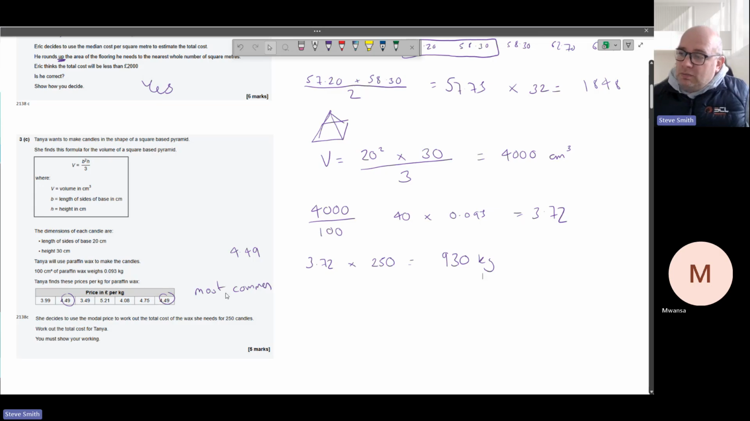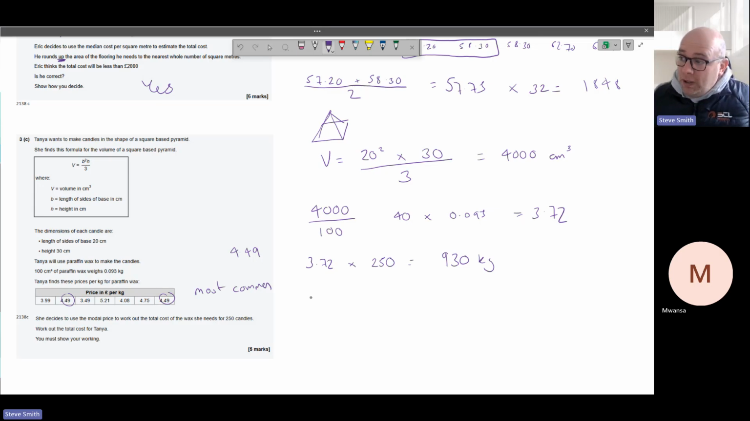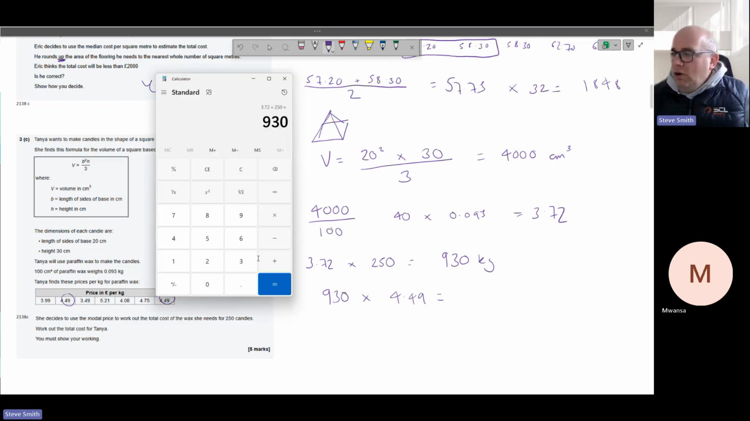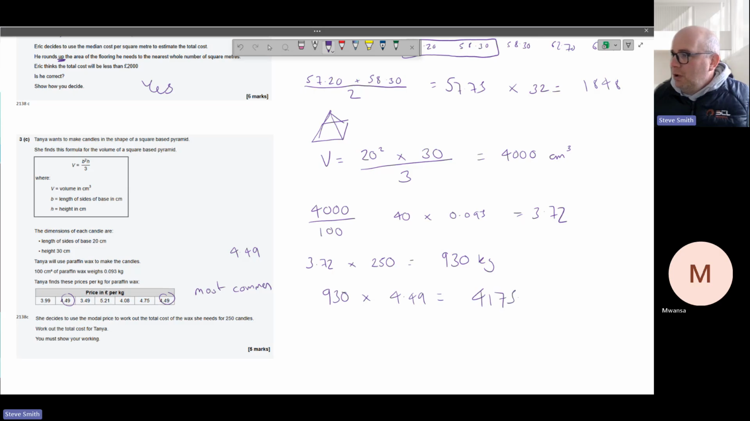The modal price, £4.49 per kilo. So we're using our 930 kilos times by the modal price of £4.49 to give us a total price of how much Tanya's going to have to spend on wax to make 250 candles. So 930 multiplied by £4.49 equals £4,175.70. Wow, £4,175.70 for wax for candles. That's a lot of money.